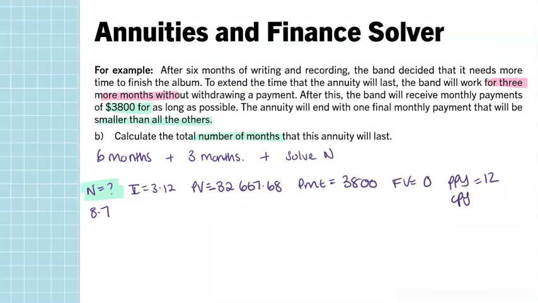So that means when I come back here, I'm actually going to add on 9 more months to the band's payments, or the longevity of that. So I've got 6 plus 3 plus 9, therefore I've got 18 months in total that the annuity will last. So being careful here that you need to consider that initial period that was part of Part A, the 3 months where there were no payments being withdrawn, and then adding on what length of time the annuity will last for after we've changed the conditions.